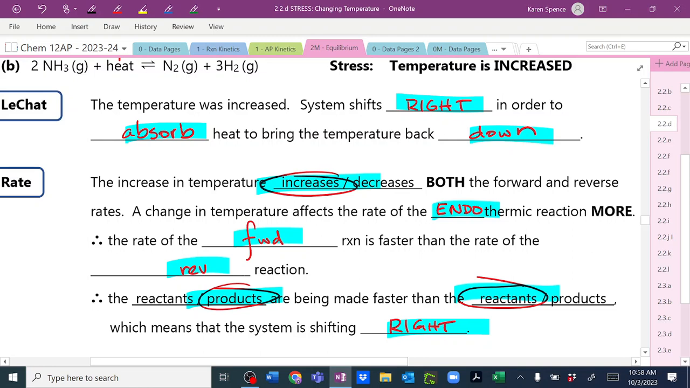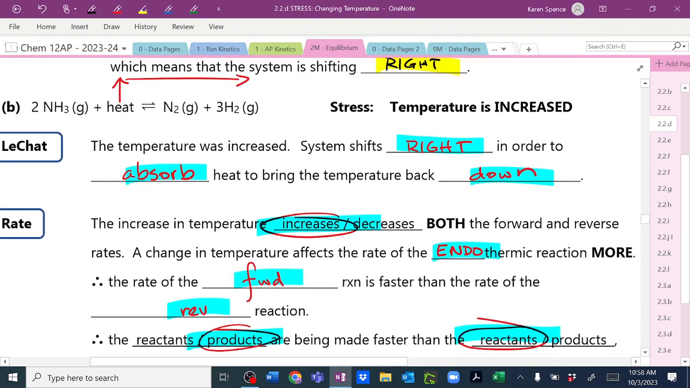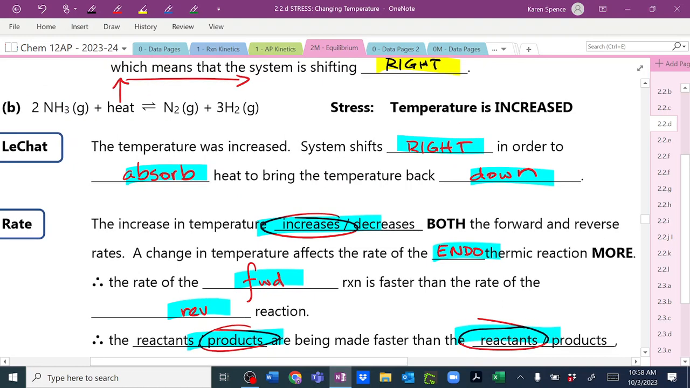Why are products being made faster than reactants? Okay, because our increase in temperature increases the forward rate, the endothermic reaction, more than the reverse rate. The reverse rate increases, but not as much because it's exothermic. So we are making products faster than we're using them up. Did that make sense? Cool.